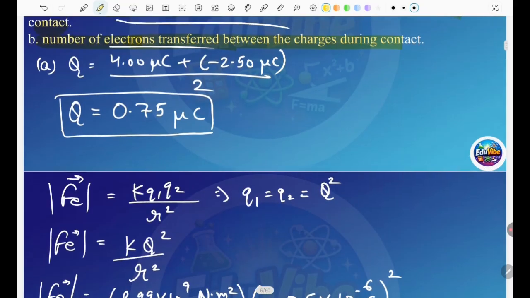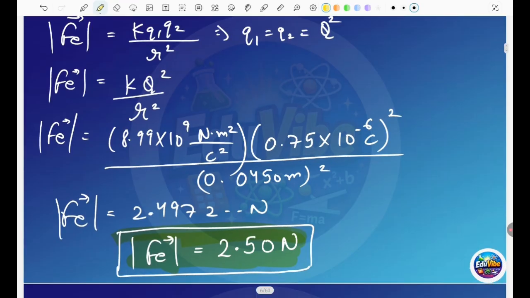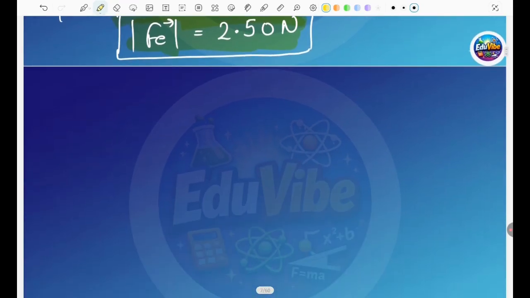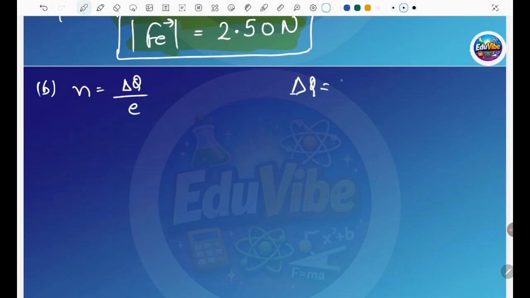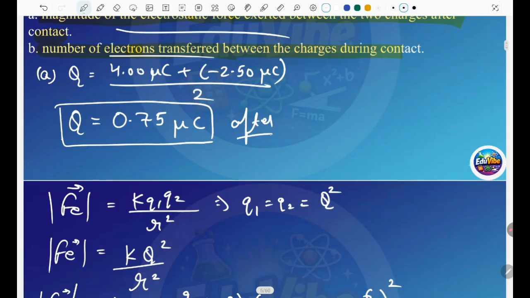So that Q we use when we find the electrostatic force. But that Q is not valid when we have to find the number of electrons. This is part B, and to calculate the number of electrons, N equals delta Q divided by E, where E is the elementary charge, N is the number of electrons, and delta Q we have to find. For delta Q, we all know the formula: the absolute value of Q after conduction minus Q before conduction. After conduction, we get this.